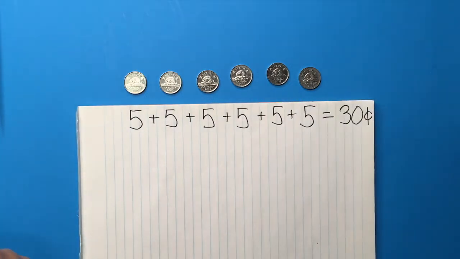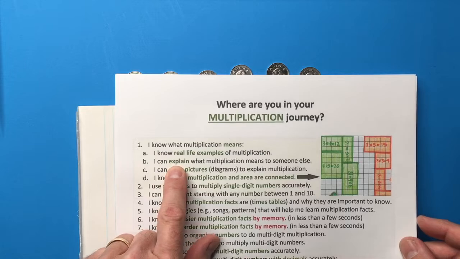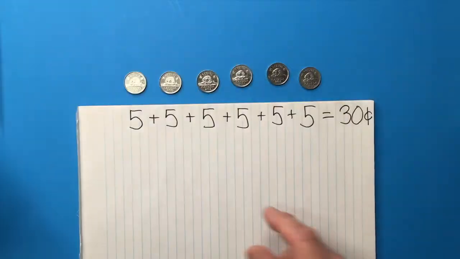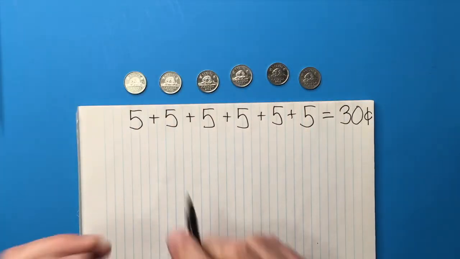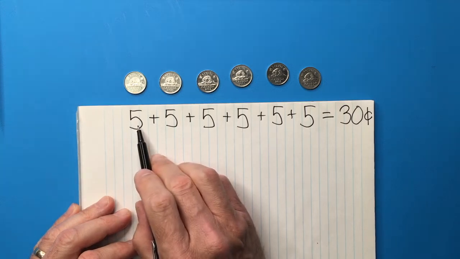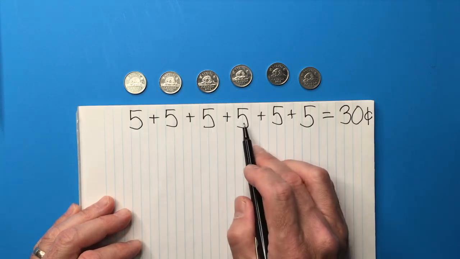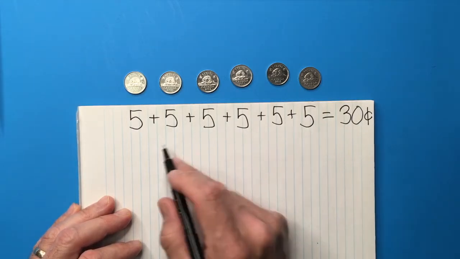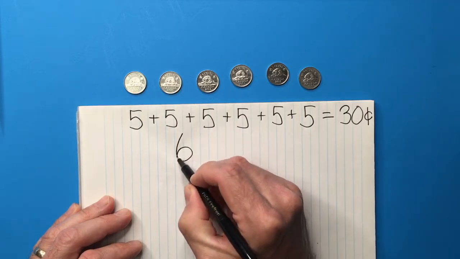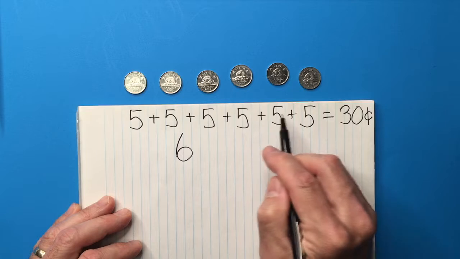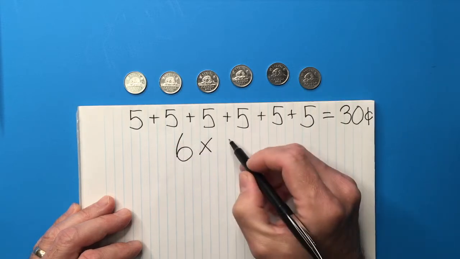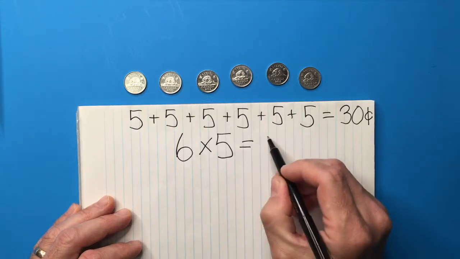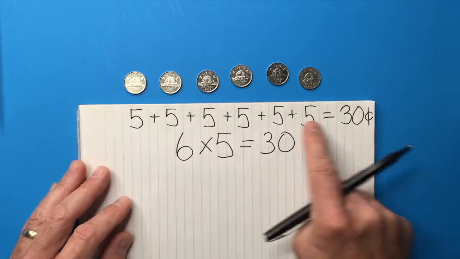So one of the ways that you might be able to explain what multiplication means to someone else, you might be able to say, hey, multiplication is just like doing repeated addition. Instead of writing down 5 plus 5 plus 5 plus 5 plus 5 plus 5 equals 30, you might say, well, how many times did I write 5 down? I wrote it down 6 times, right? 1, 2, 3, 4, 5, 6. I wrote 5 down 6 times, so I've got 6 times 5. And that equals 30.